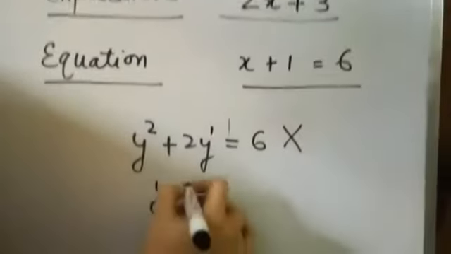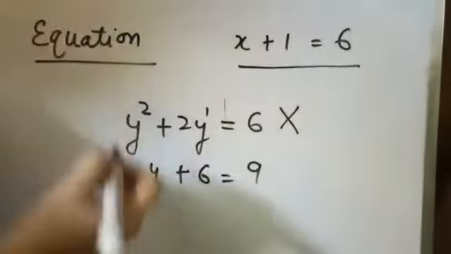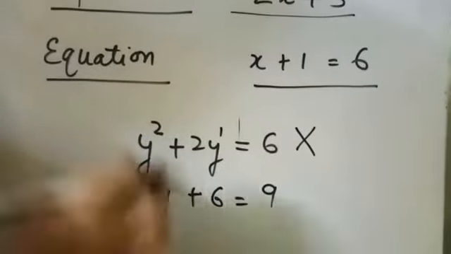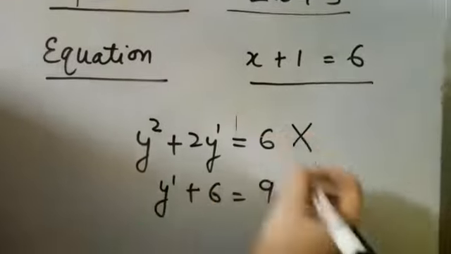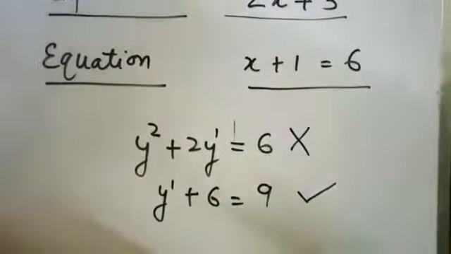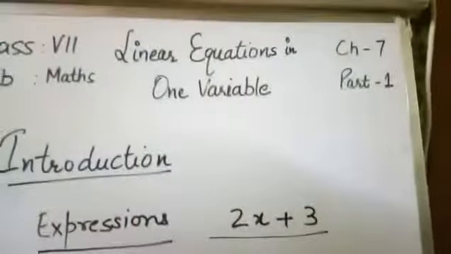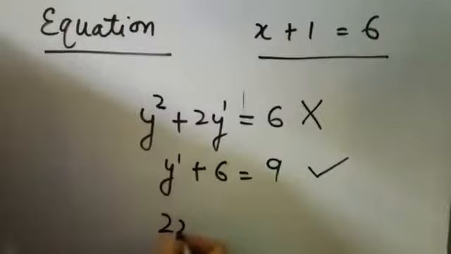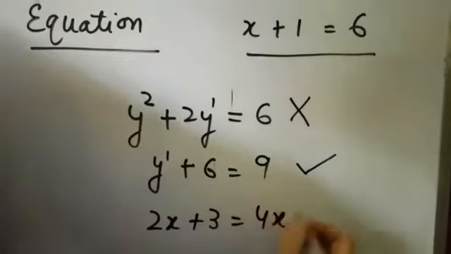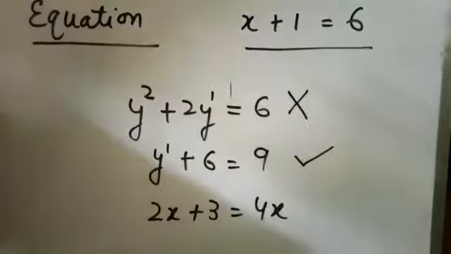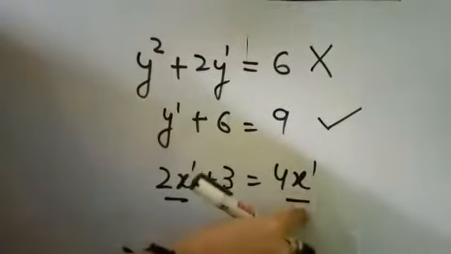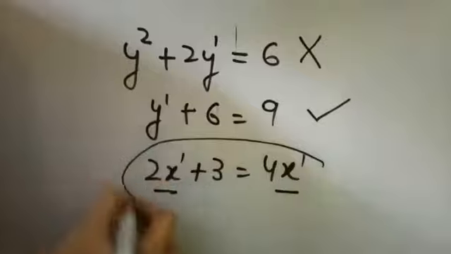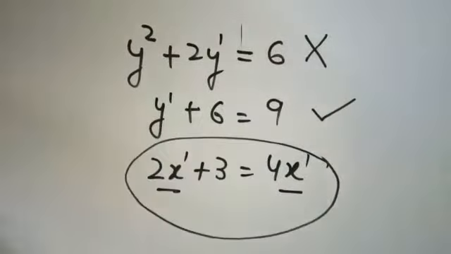If it is like this, y plus 6 is equal to 9, in this equation we have only one variable, that is y, and its highest power is 1, so this is a linear equation in one variable. If you write 2x plus 3 is equal to 4x, this is also a linear equation. We have two terms of x, but the highest power is 1, and we have only one variable x here, so this is a linear equation in one variable.